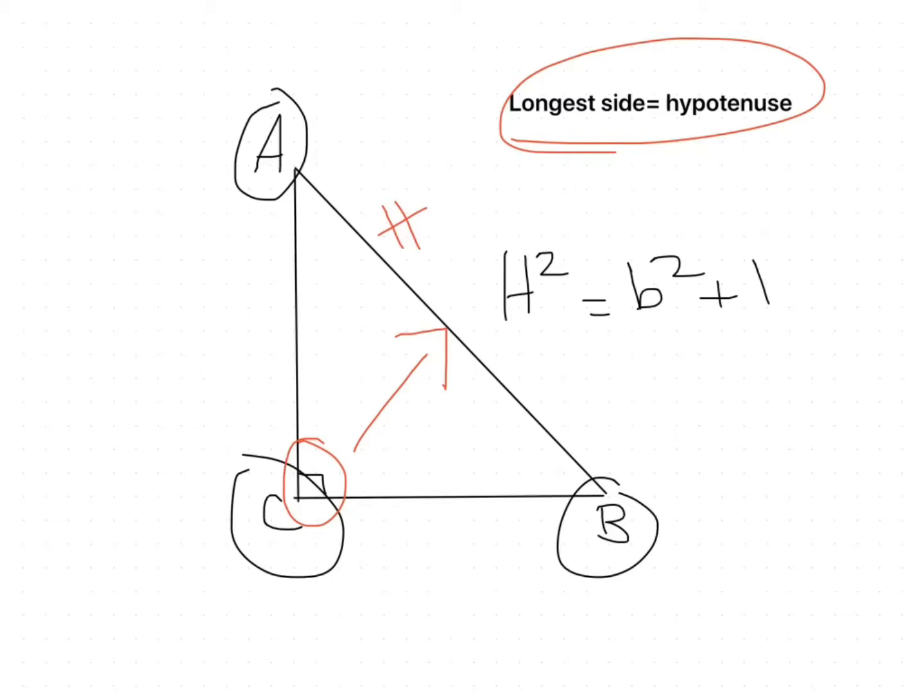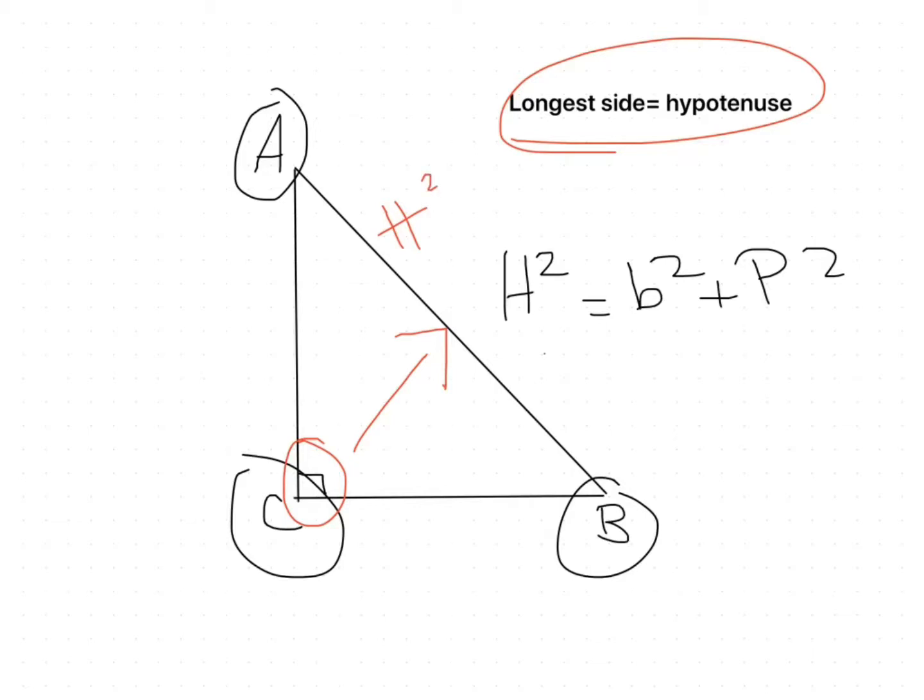So what is the Pythagoras theorem? The Pythagoras theorem concludes that the square of the length of the hypotenuse is equal to the sum of the squares of the remaining two sides of the triangle. The formula of the Pythagoras theorem is H2 equals B2 plus P2. H2 is the hypotenuse square.